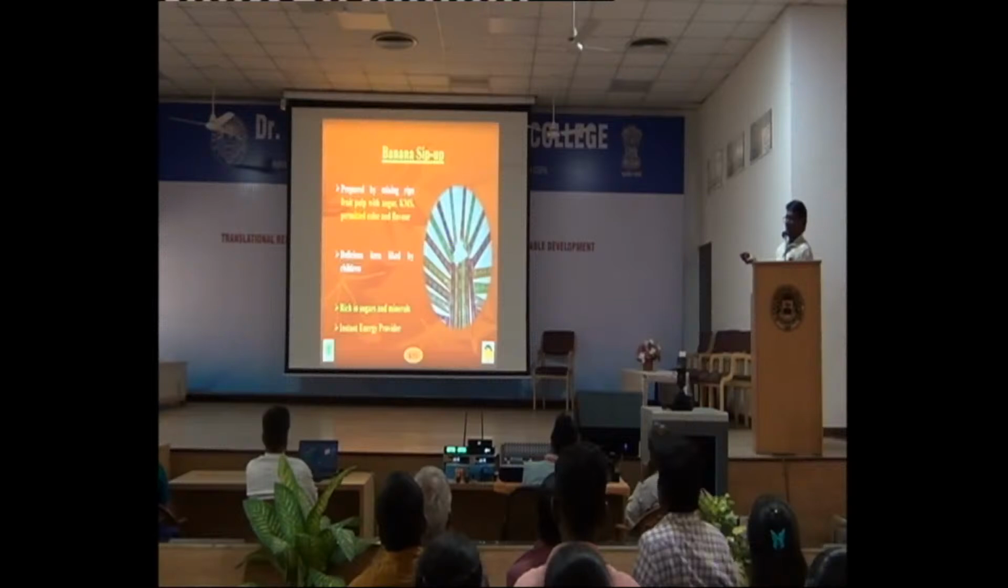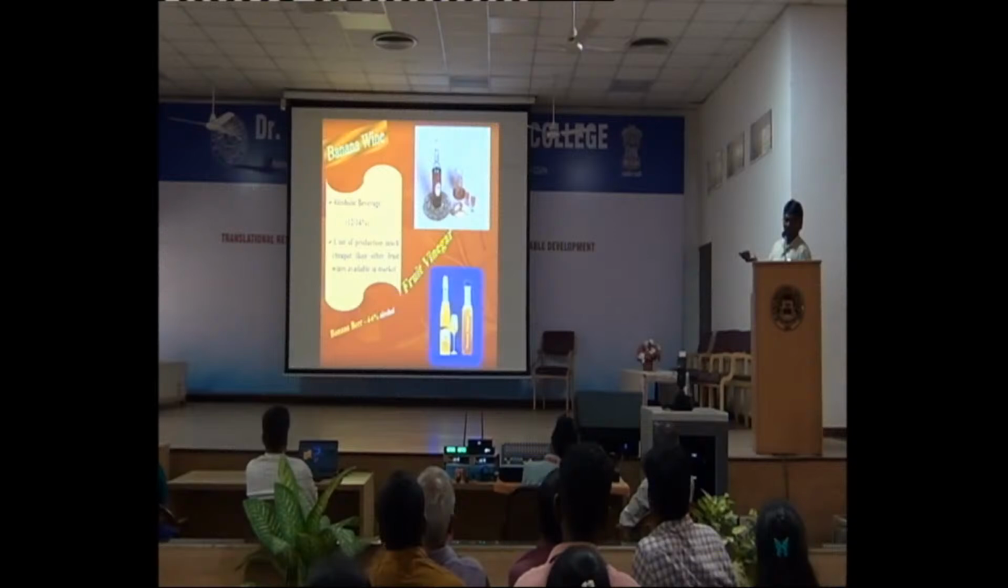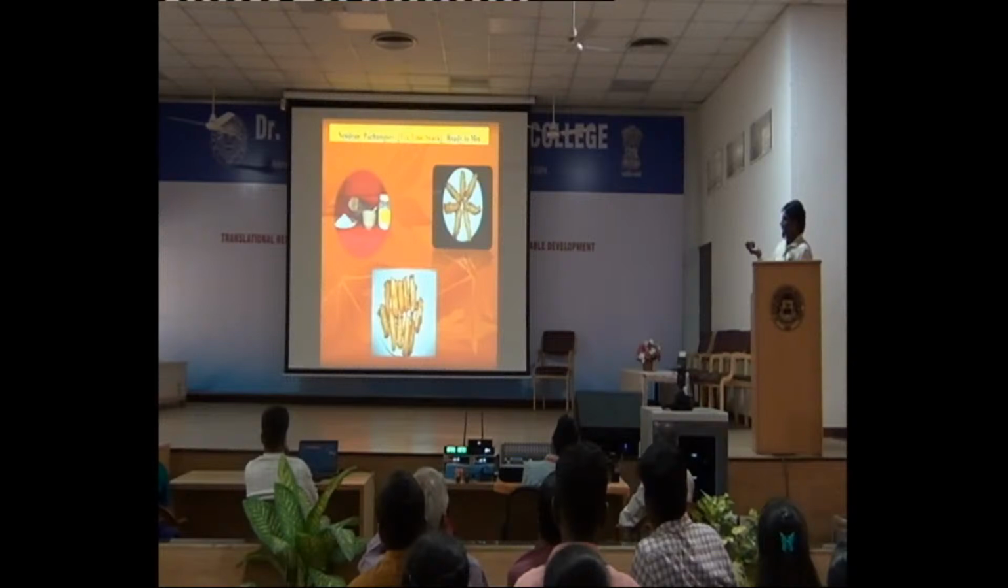Even alcoholic beverages like banana wine, banana beer, and natural fruit vinegar you can make. What is used at home scale is mostly a chemical vinegar with 3-4% acetic acid. But from ripe banana, you can make a natural fruit vinegar. Then muffins, cake, and even palamburi. In Kerala, this is a favorite food item. So from ripe banana, they can make palamburi.